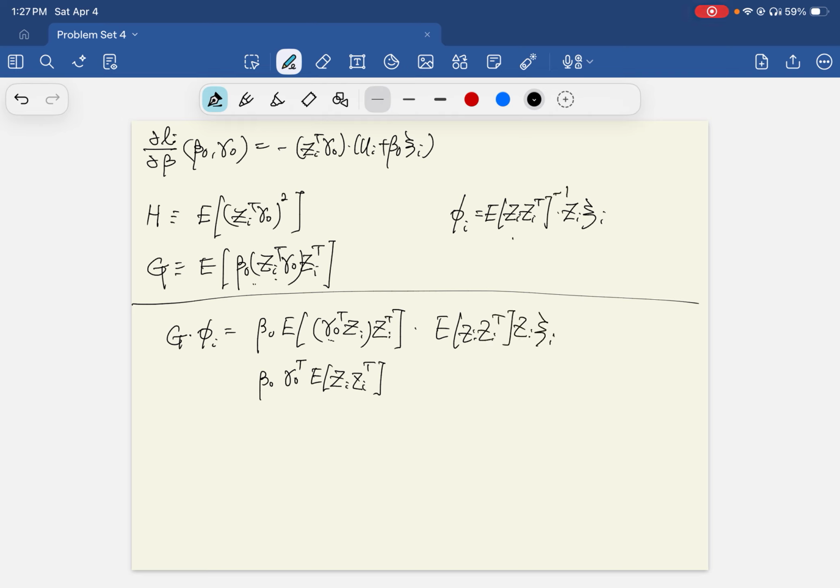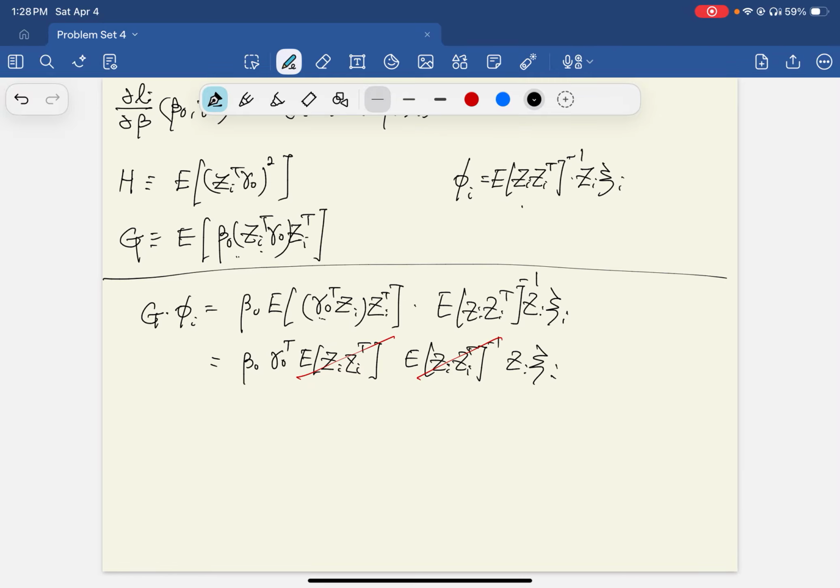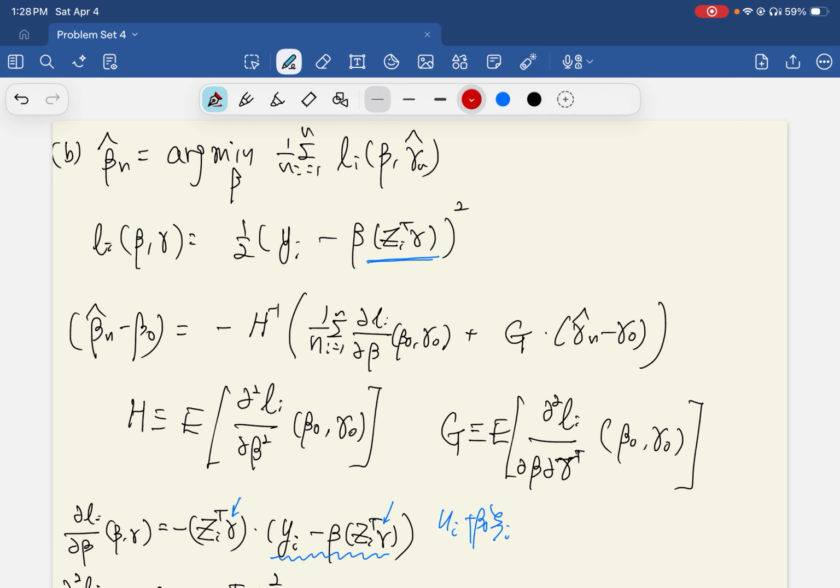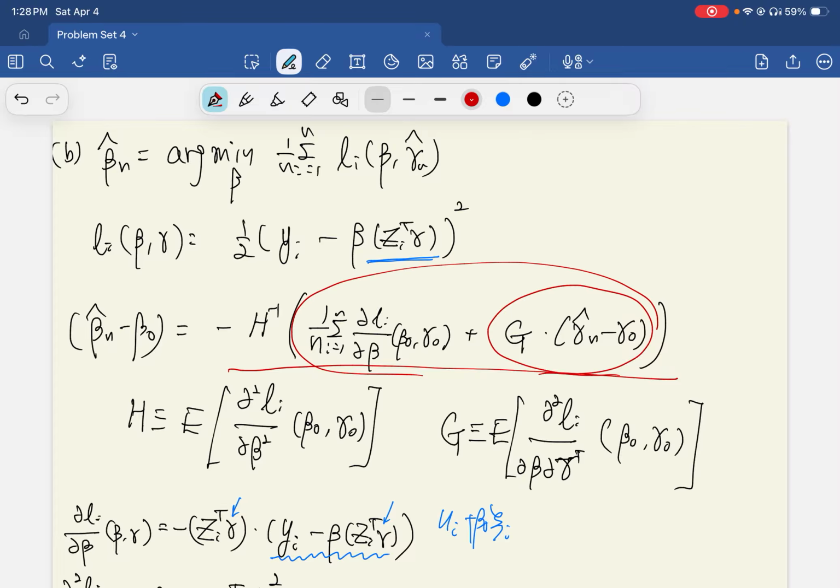Excuse me, inverse. I forgot inverse. So you are multiplying inverse. So it will be simplified a lot, right? In the end, you are going to get beta 0 times gamma 0 transpose zi psi, right? That is g times phi. So we are working on, where was that? We are working on this equation, and we just calculated this much, okay? Now let's calculate a bigger part.